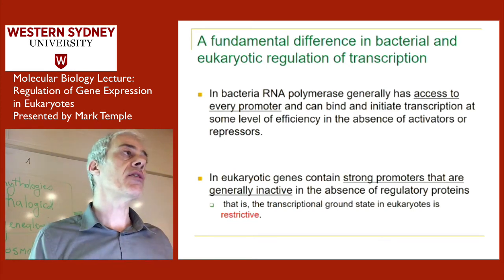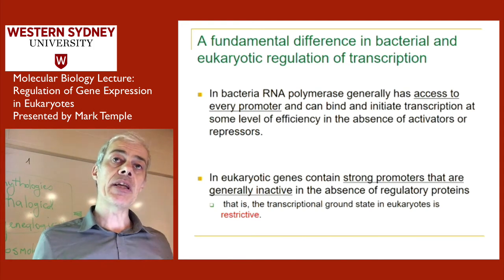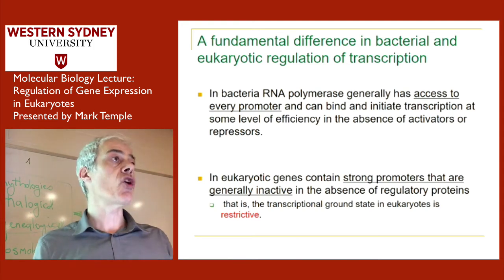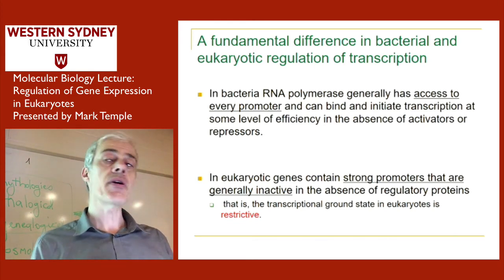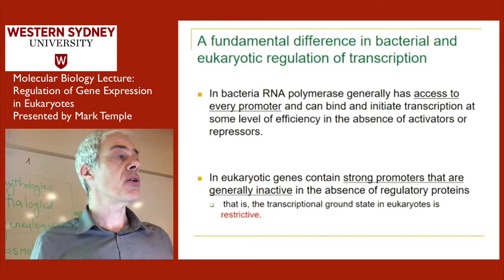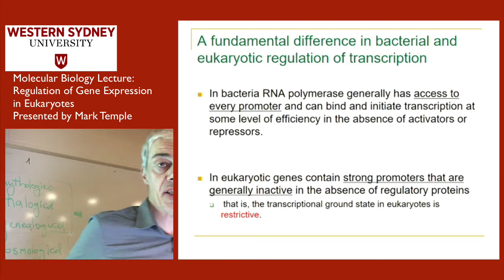So in eukaryotic cells, we have packaging of DNA into a different form, into chromatin. We've got the sheer volume of DNA to deal with, and also we've got more genes. So we still need to be specific about which genes are being regulated at what point in time.